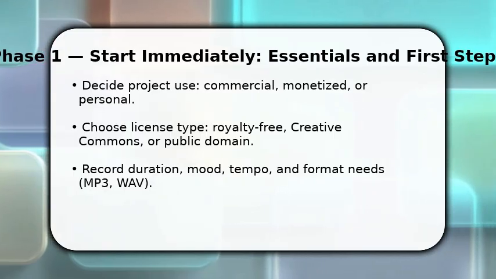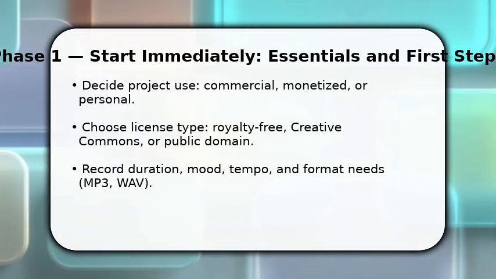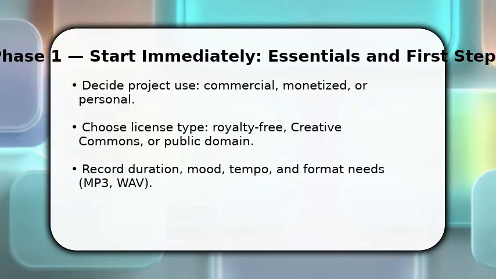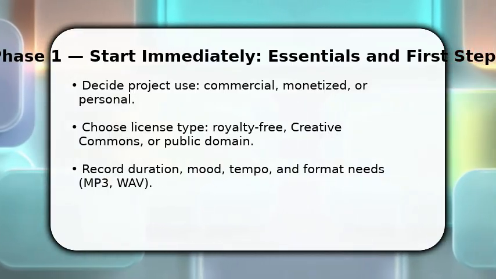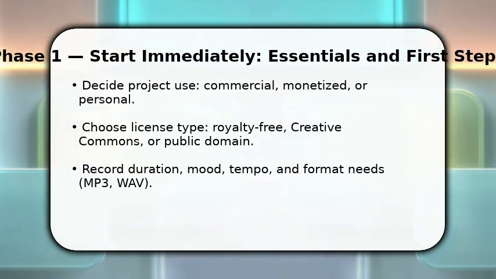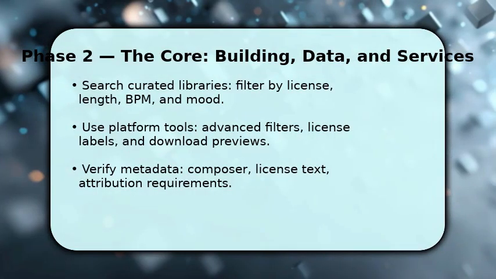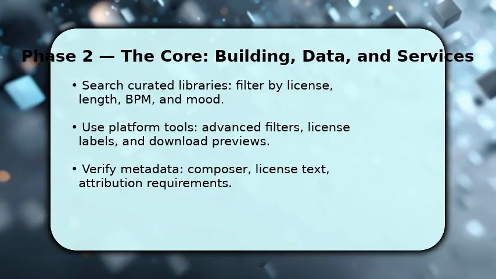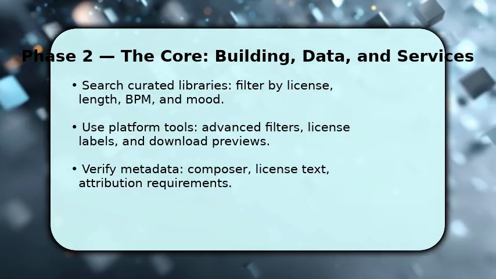Next, select acceptable licenses, public domain, royalty-free, or specific Creative Commons variants. Make sure to record those constraints in a simple brief, so every track you consider fits your legal and creative needs. Search reputable libraries and marketplaces, applying filters for license, length, BPM, and mood so you don't waste time.